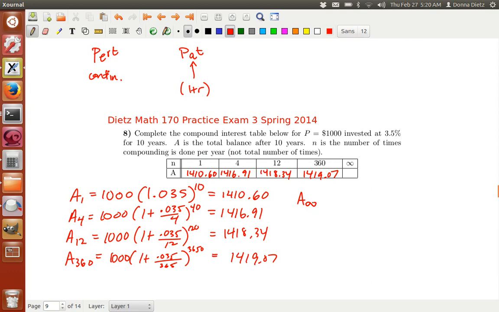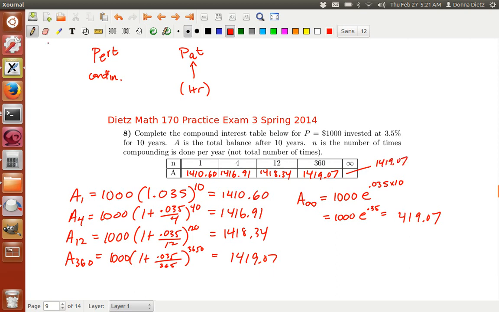Okay, A infinity. Now we're going to use the PERT formula. P is still 1,000. E to the r, and r is 0.035, and then t is 10. Okay, so it's 1,000 times e to the 0.35. And that number ends up being 1419.07.